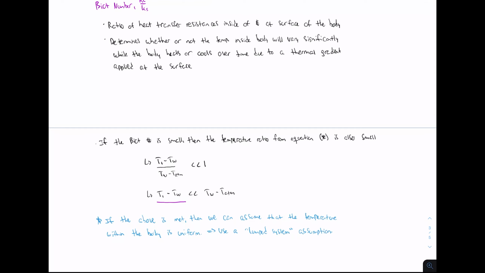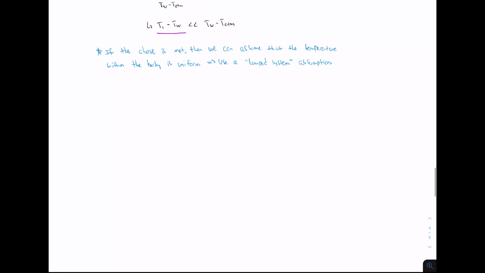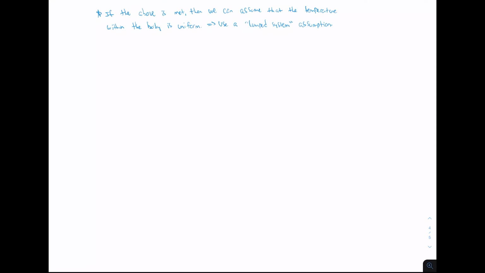Okay, so now what we're going to do is start to develop an equation for how our temperature is going to evolve over time. We'll look at the rate of heat transfer coming out of the body, and the rate of heat transfer across the surface and to the fluid. We'll set those equal to each other after we develop them, and then we can develop an expression for our temperature over time.